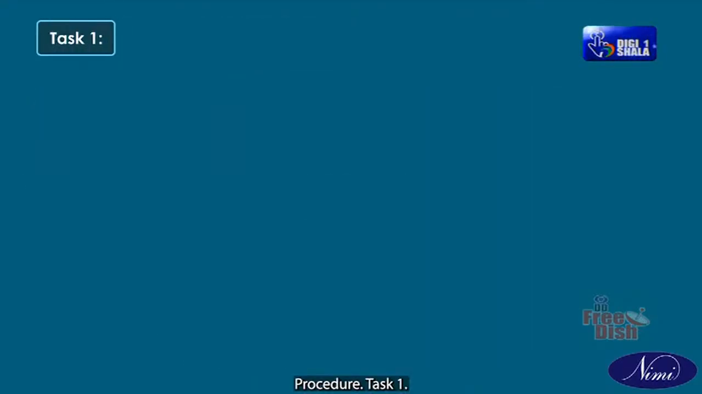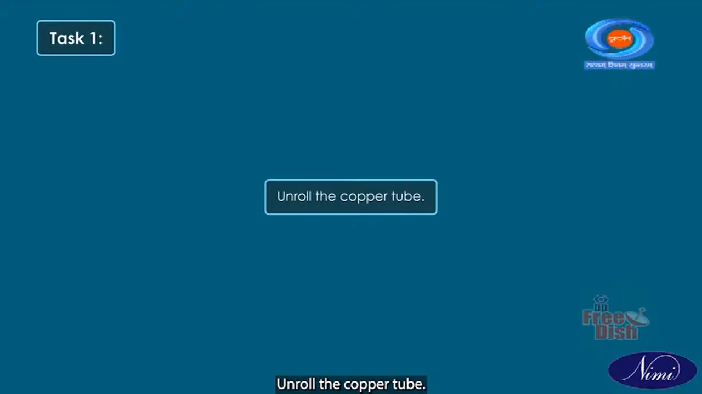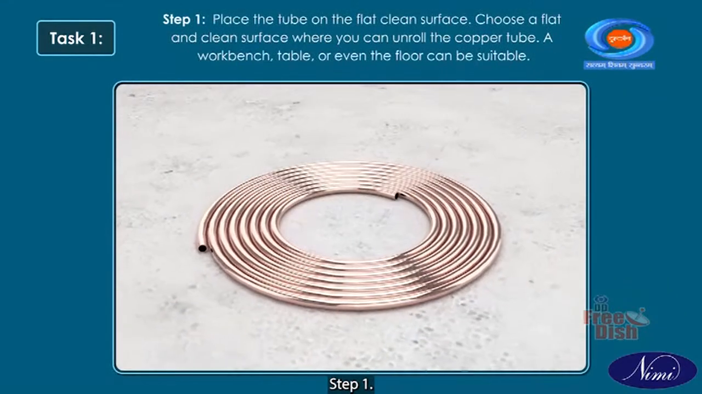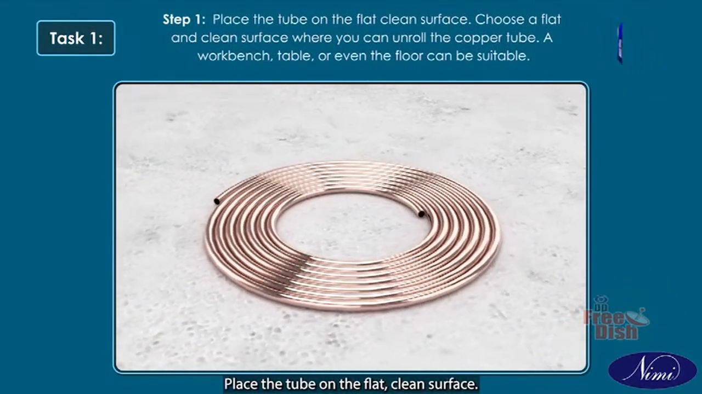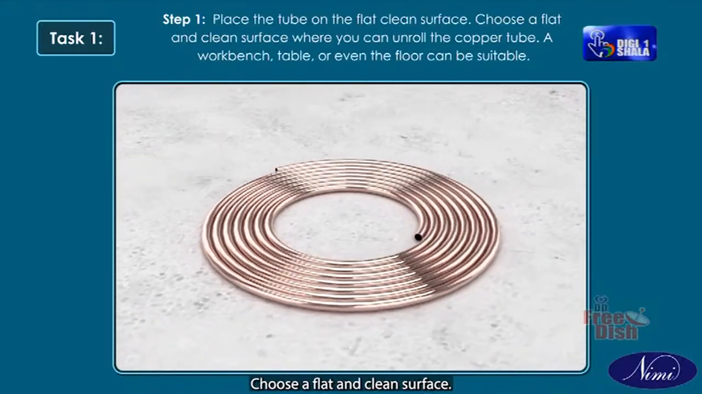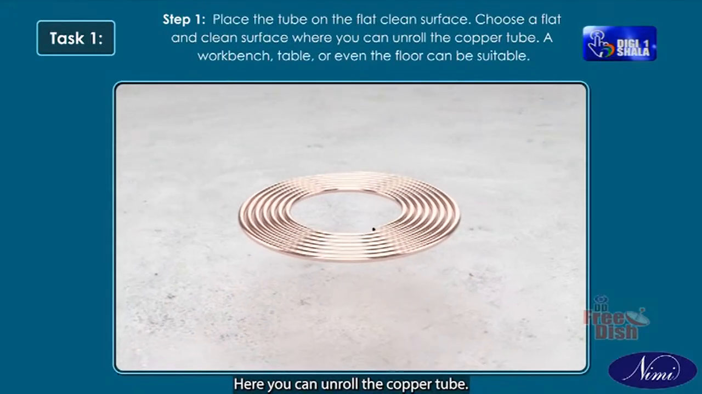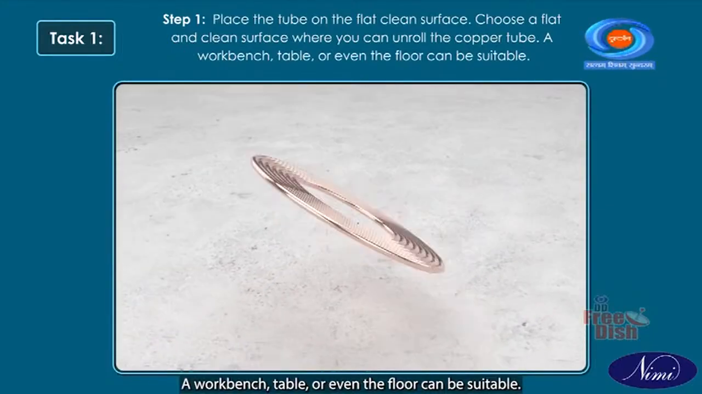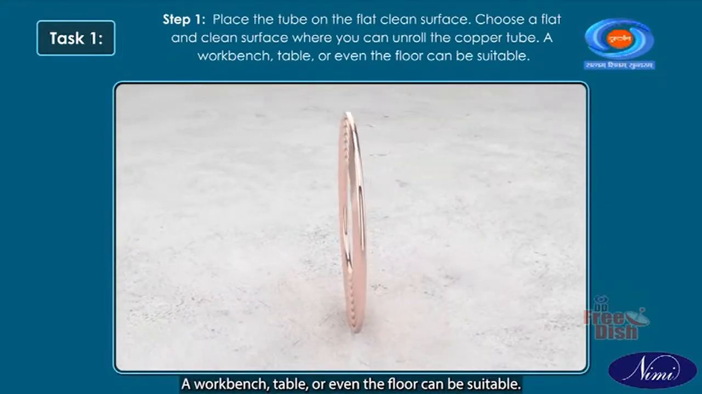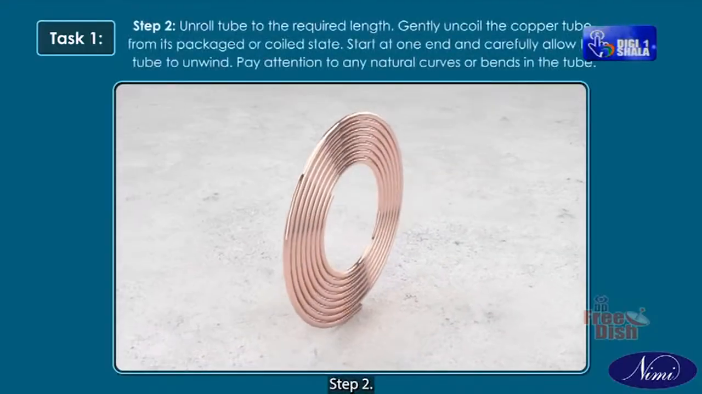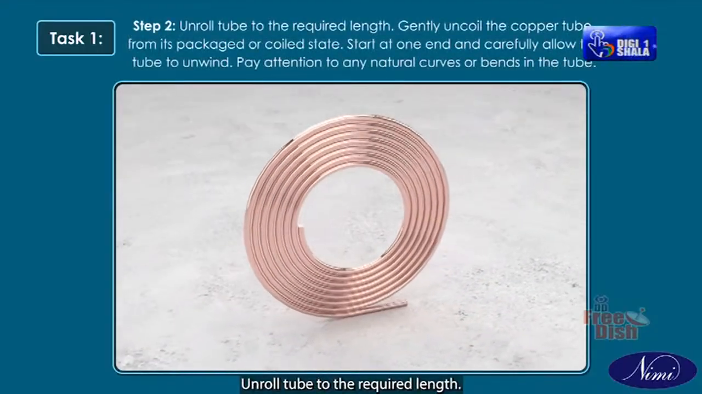Procedure. Task 1. Unroll the copper tube. Step 1. Place the tube on a flat, clean surface. Choose a flat and clean surface where you can unroll the copper tube. A workbench, table or even the floor can be suitable. Step 2. Unroll the tube to the required length.